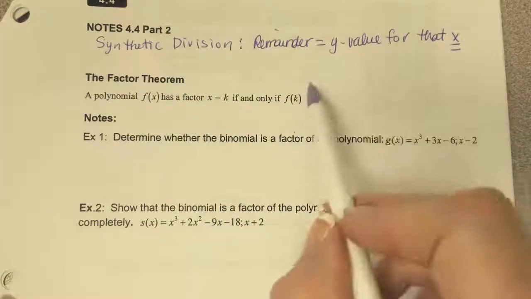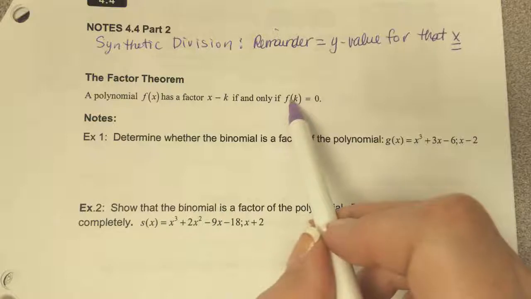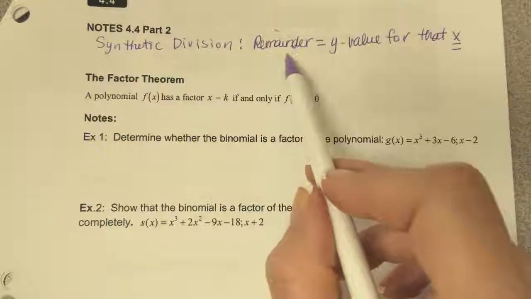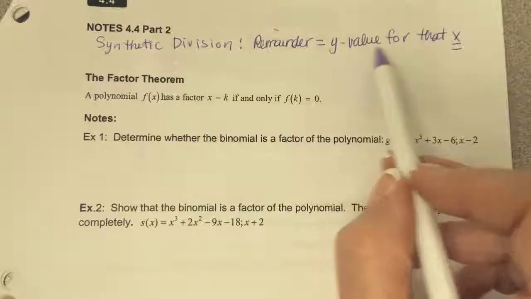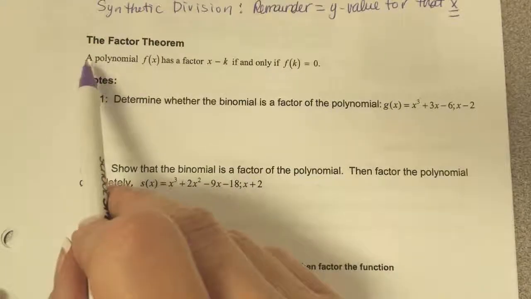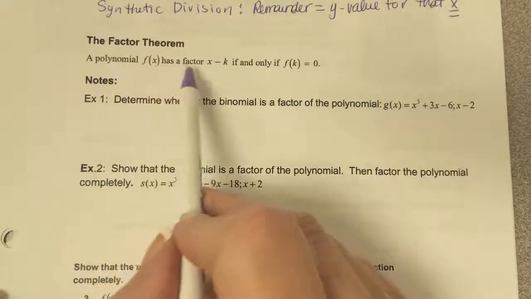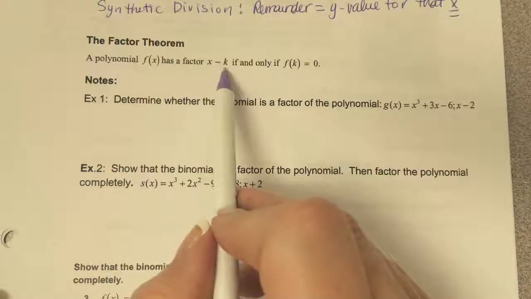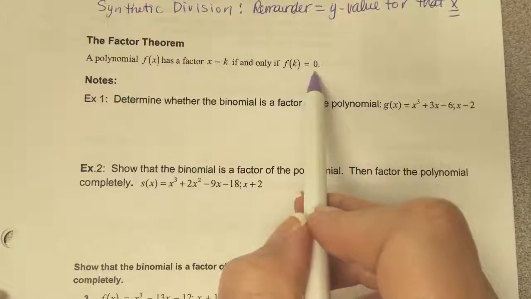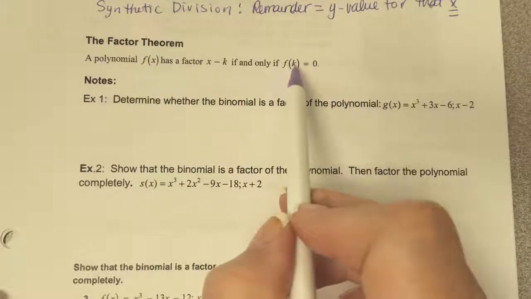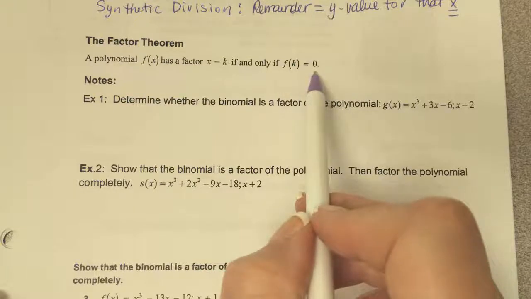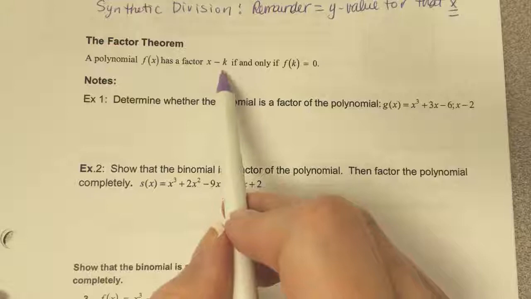So whatever x we put in the box, or sometimes we want to think of that as k, whatever k value we put in the box, the remainder that we get, that's going to be the y value for that specific x. So here's the factor theorem. It says a polynomial f of x has a factor of x minus k if and only if f of k equals 0. So that's telling us that when we do synthetic division, if we get 0 for the remainder, then this would be a factor.